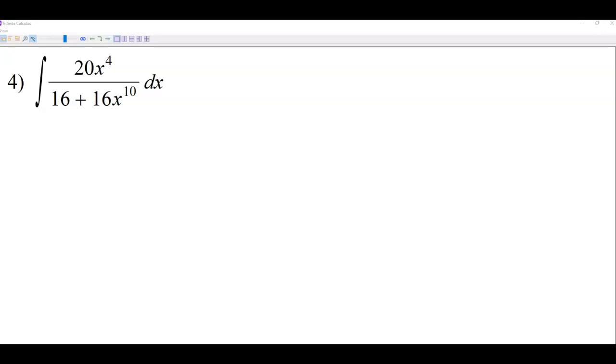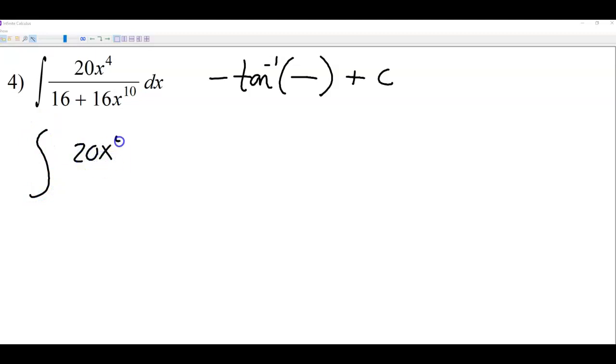So this is another inverse trig function. It's going to be the arctan function, which looks something like this. You have a fraction in the front, a fraction in the parentheses, and a plus c. But before we can get there, we have to recognize there's a little bit of a problem here. The power down here needs to be a square, not a 10. And so what we do is begin by rewriting this.